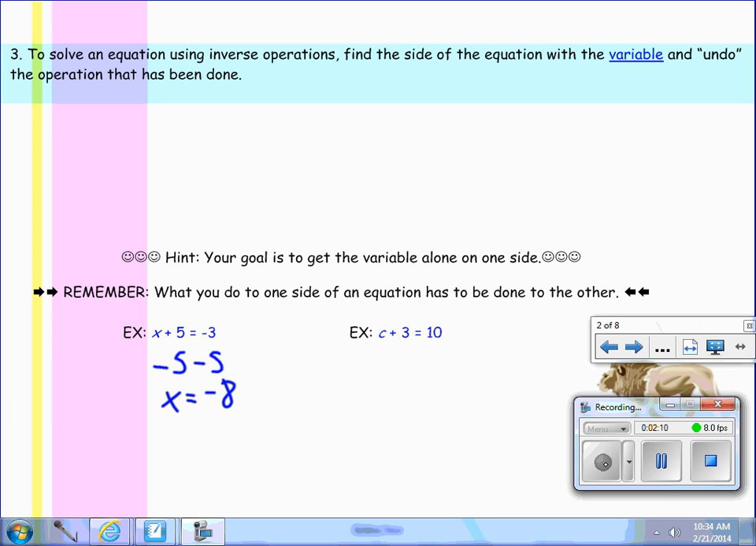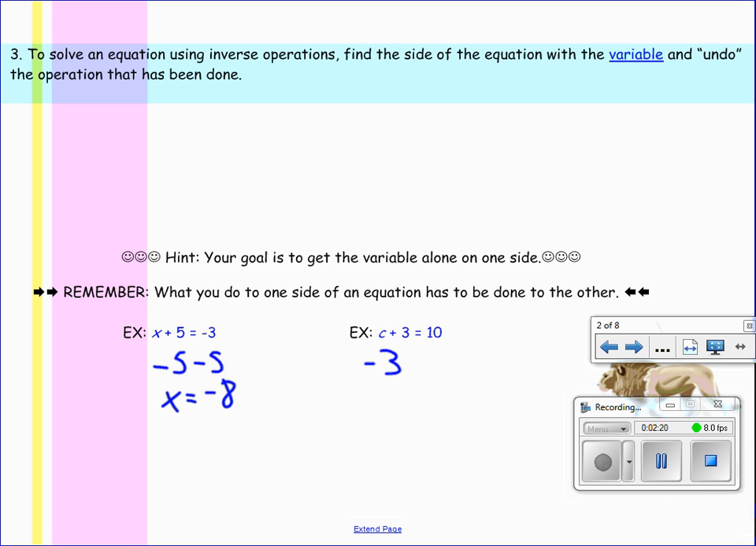In our second example, we have c plus 3 is equal to 10. We're going to undo this, so we're going to do the inverse operation. So I'm going to subtract 3 from this side of the equation, and I'm going to subtract 3 from this side. So all I have left on the left-hand side is c. 10 minus 3 is 7. So the solution for the second example is c is equal to 7.